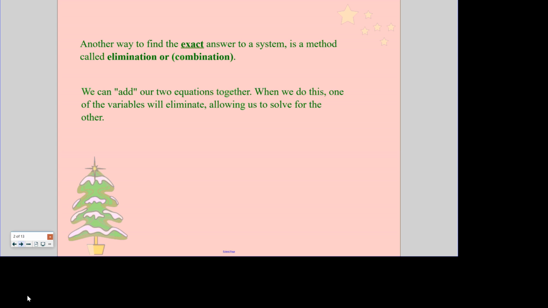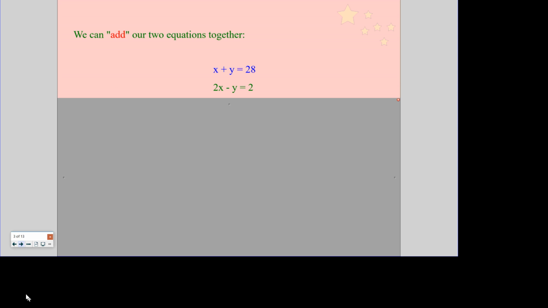If a variable is eliminated, right, it goes away. So you'll see if you do this elimination method properly, one of your variables will go away, making it quite simple to solve for the one that's left and remaining there. Okay, so we can add any two equations together because of equality.